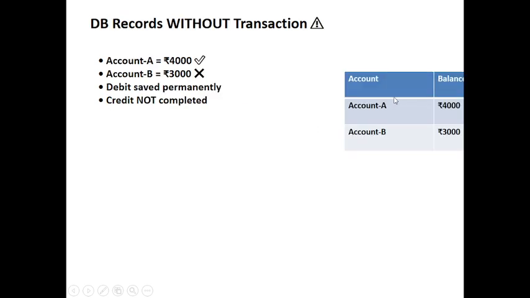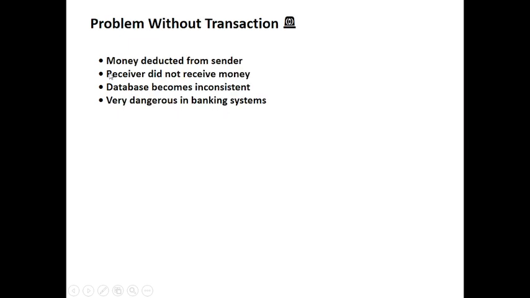So if you see the state of the DB, account A went from 5,000 to 4,000, and account B is still 3,000 only. It didn't get updated with the added 1,000, so it didn't become 4,000. It is still 3,000 only. So the debit is saved permanently, 5,000 to 4,000 happened and saved permanently in the DB. The credit is not completed. So money is deducted from the sender, the receiver didn't receive the money, and the database becomes inconsistent. This is very dangerous in banking systems. These are the problems without the transaction.